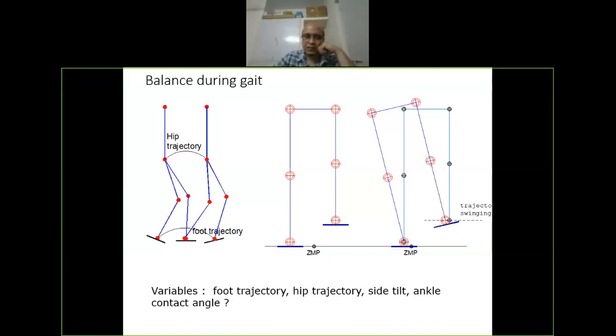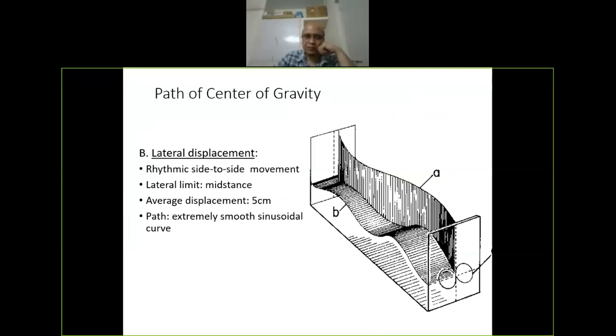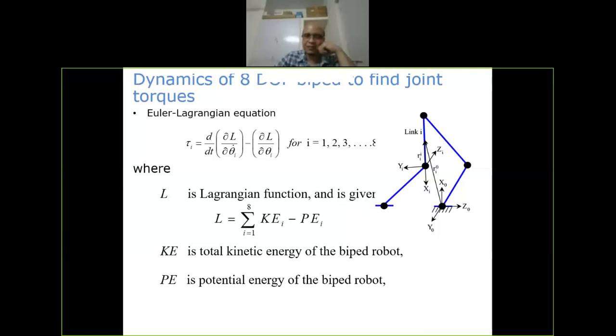So by doing that, we can find out the corresponding energy. Now, what is the cost function we are optimizing? We are trying to find the minimum energy requirement. If you want to find the energy, then you have to find the torque, because torque times velocity gives you power, and times time gives you the energy required.